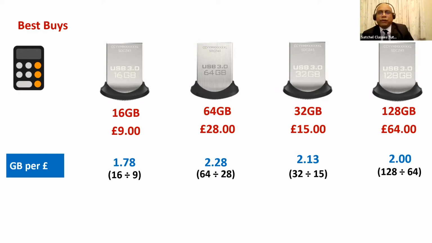So clearly, the one which gives you maximum data is the best deal, right? In this case, the second USB drive, which is 2.28 GB for every pound you spend, is the best deal.